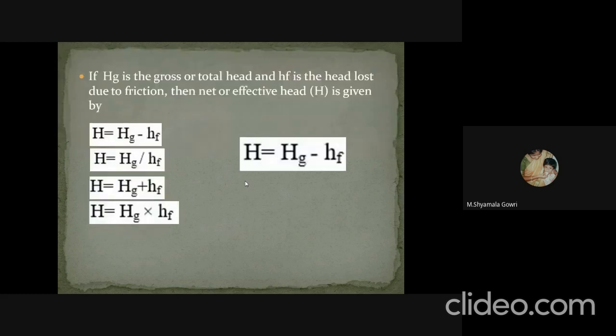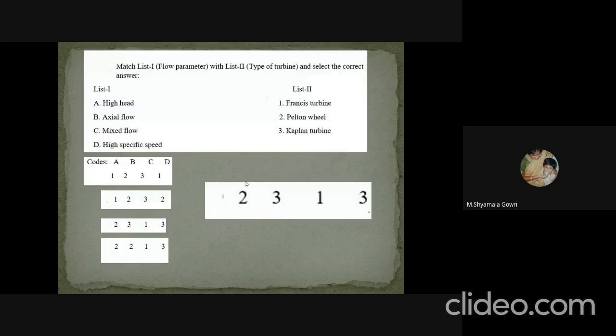If Hg is the gross or total head and Hf is the head loss due to friction, then the net or effective head is given by, we have 4 options. The net or effective head is the difference between the gross or total head and the head loss due to friction. So H is equal to Hg minus Hf is the correct answer.